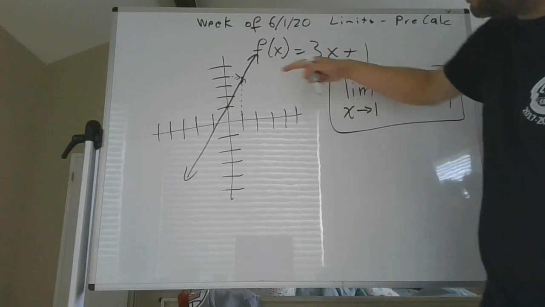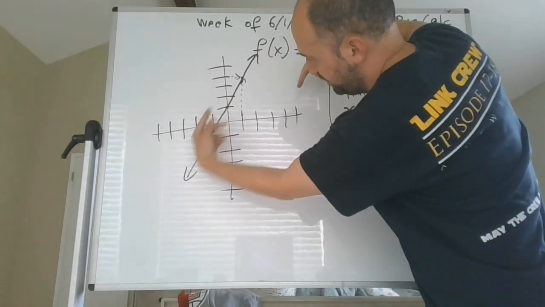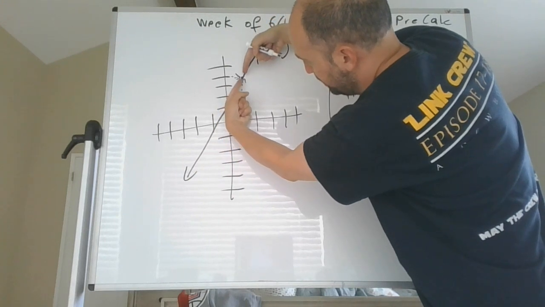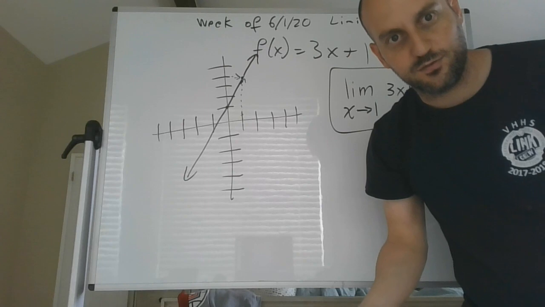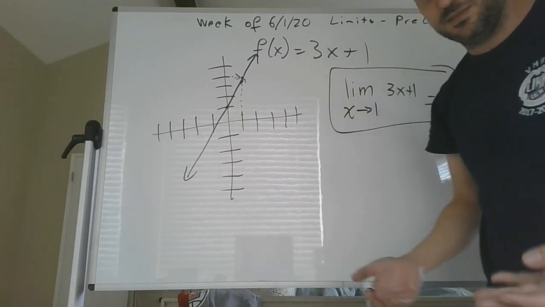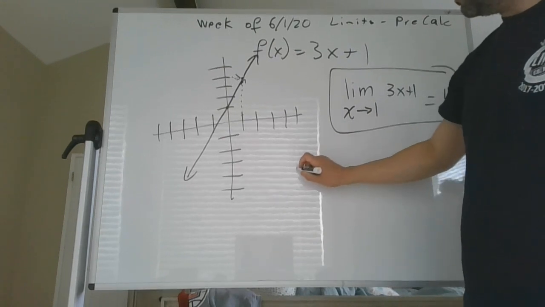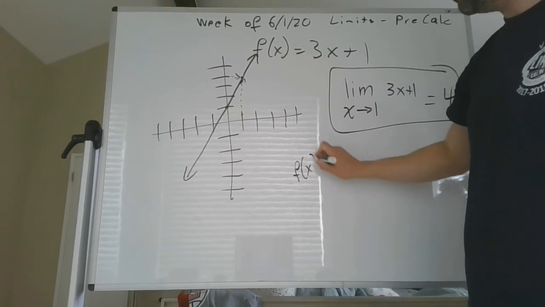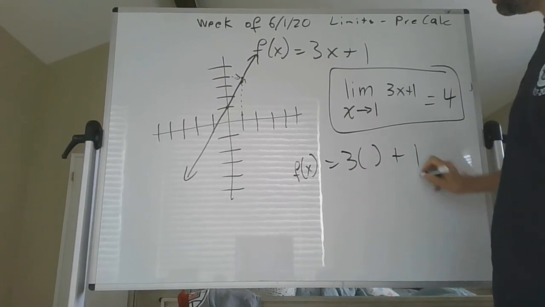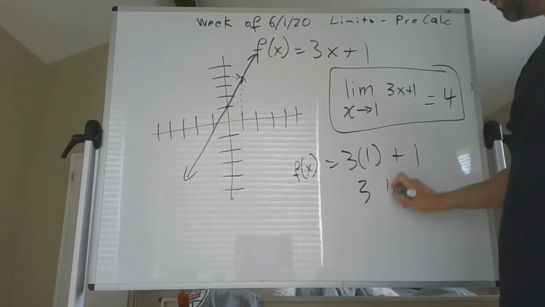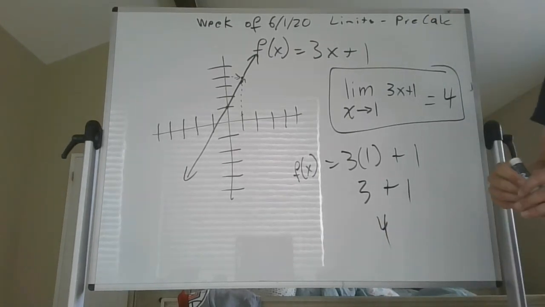It's visually obvious. Now, how do I know it's visually obvious? Because from the left of 1 and from the right of 1, it's approaching that same number. Seems obvious, right? That's why I'm starting off with an easy question. What's another way of doing it? I don't even have to have a graph. Another way is just plugging it in. I could just plug 1 into 3x plus 1. Boom, same answer, got 4, right? So that's the limit.